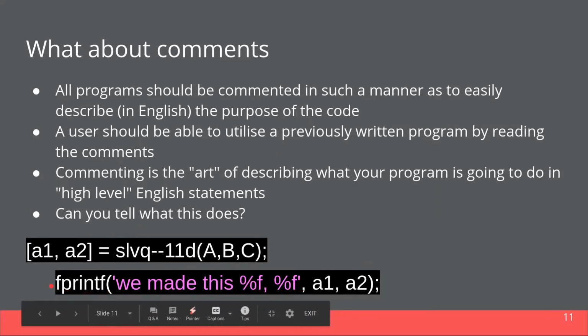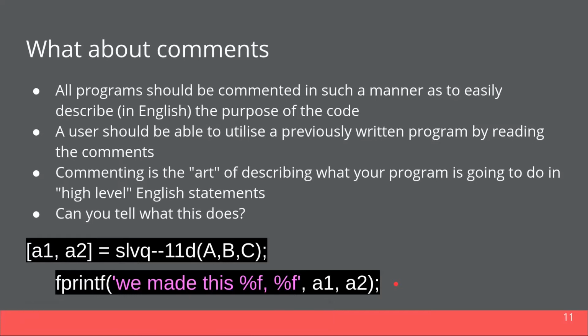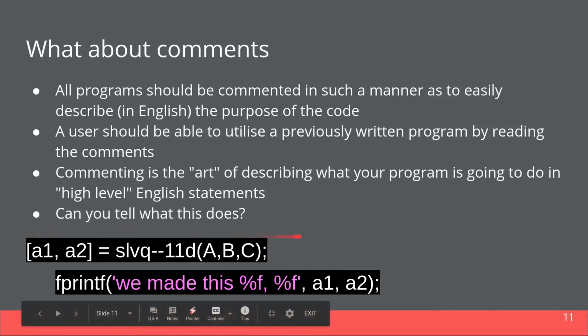Can we tell what this does? A1, A2 is something, minus minus some other thing, then f-print, something, A1, A2. The answer is, and I hope so, not really. Firstly, we haven't put a comment to say what this actually does.